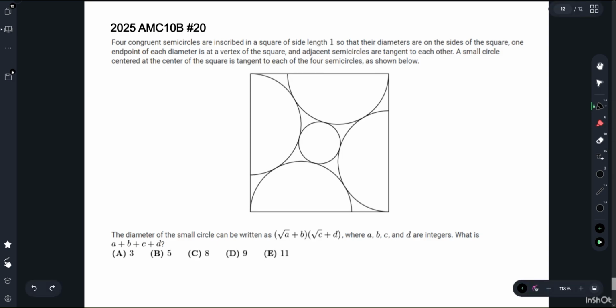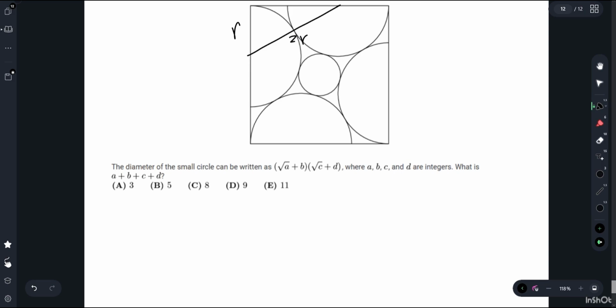So first of all, let's connect these two centers. Let's first find the side length of the large circle. So now this is 2r, and this is r, if we just set the large circle as r. And so this is 1 minus r, because this is r. So now we can do Pythagorean theorem. This is 4r squared is equal to r squared plus r squared minus 2r plus 1.